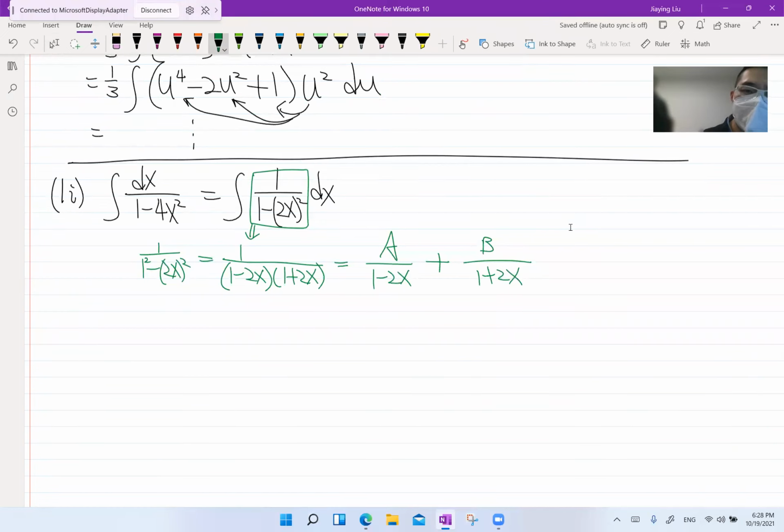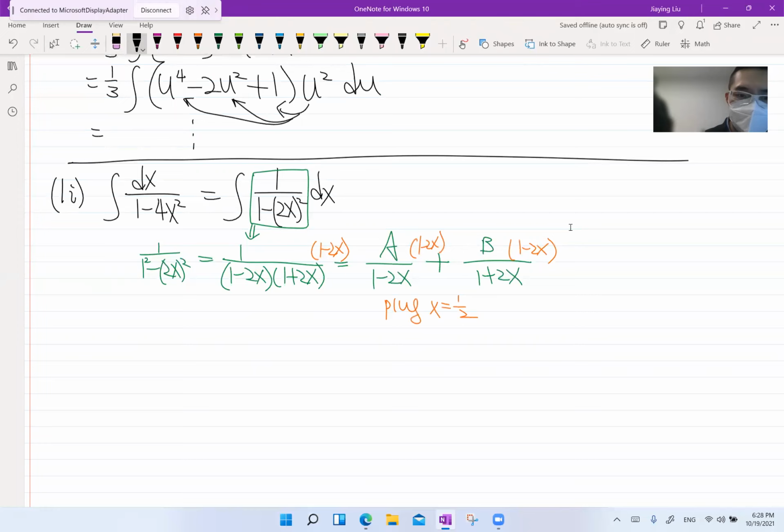To find a, I'm going to be a little bit lazy, so I'm just going to multiply by 1 minus 2x to all terms. And then I'm going to plug in x equals 1/2, because if x equals 1/2, we get 0 in the parentheses that I just multiplied every term with.